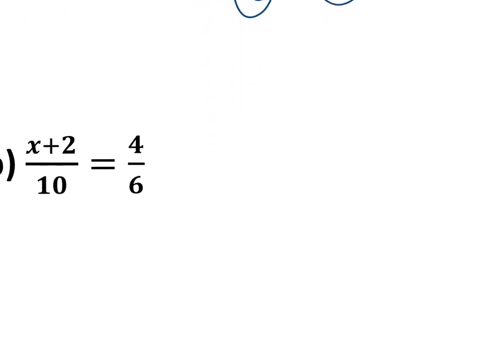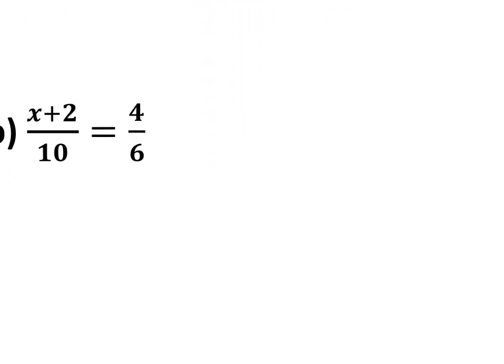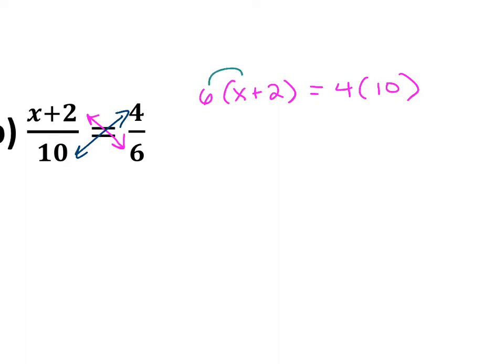Okay, then we've got it where we have to cross multiply. There's an expression this time. So these two again get multiplied together, these two get multiplied together. 6 times x plus 2 equals 4 times 10. What do I do with that 6? Distribute it to both. 6x plus 12 equals 40. Good. 28. And then divide that.